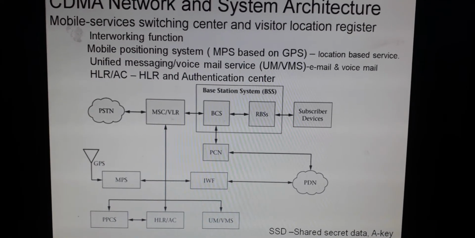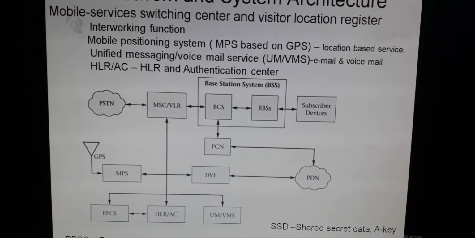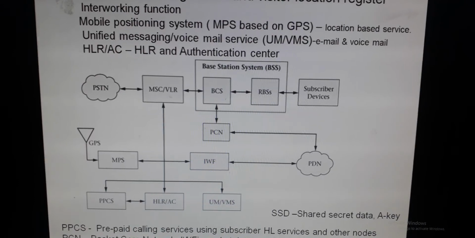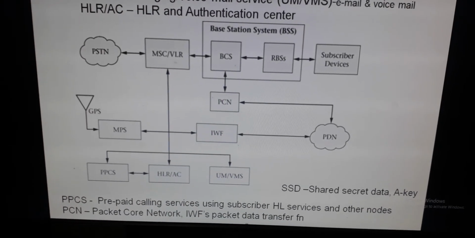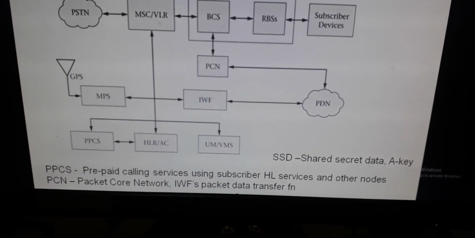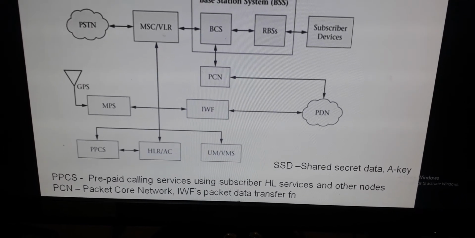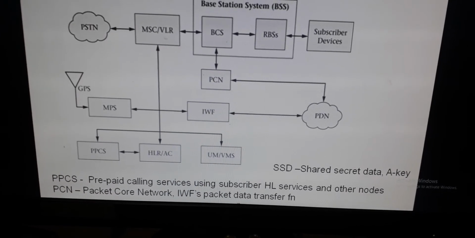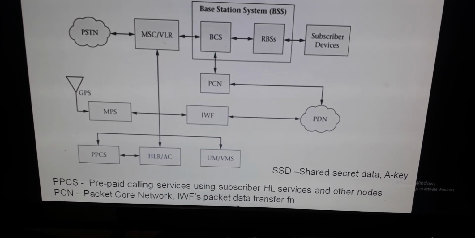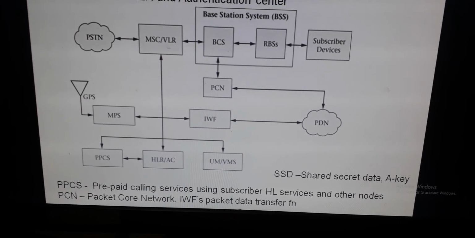Here we added MPS, mobile positioning system, for location based services and GPS, unified messaging and voicemail services, UM and VMS, email, voicemail, HLR and authentication centers. The base station system is the same, MSC is the same, PSTN is the same, subscriber is the same, but there is one separate block, that is PCN, packet core network, to transfer packet data through inter-networking functions, and the inter-networking function is connected to the PDN, public data networks, and GPS is coming through MPS, mobile positioning system, for location services.